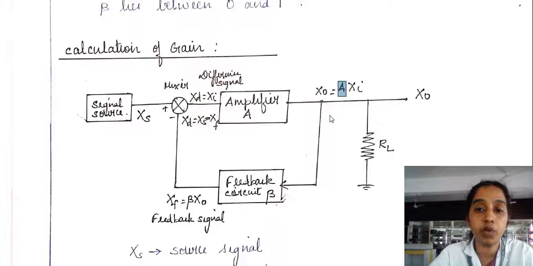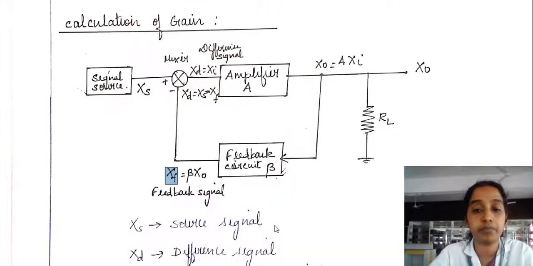So part of the output X naught is given as the feedback. The feedback ratio beta is given as output to input. The output of this feedback is Xf, and the input for this feedback is X naught. So Xf is equal to beta into X naught.